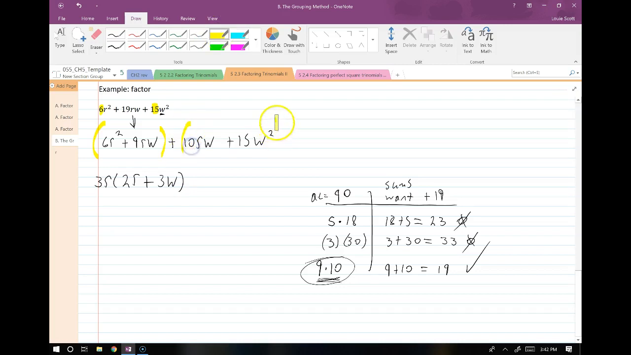So I do the same thing with the last two terms. And it looks like, let's see now, I can definitely take a W out. Looks like I could take a 5W out. So that leaves me with 2R plus 3W. And that's good, because that matches my other factor. So now I do the last step of factor by grouping, which is write the common factor out front, and then in a second set of parentheses, write whatever's left.